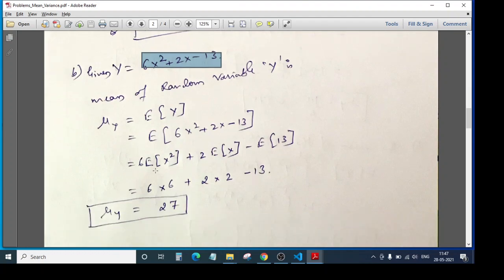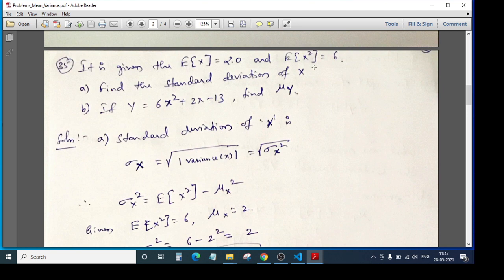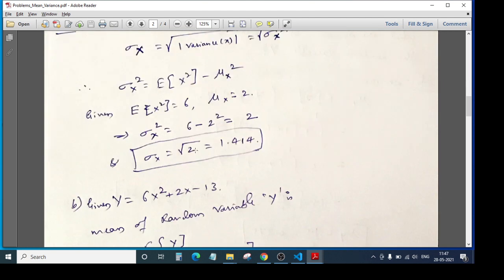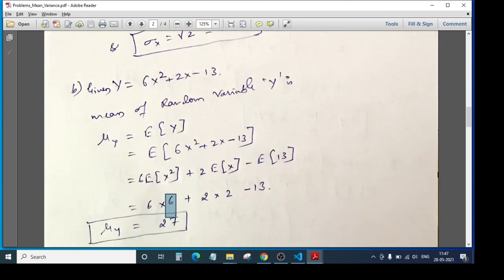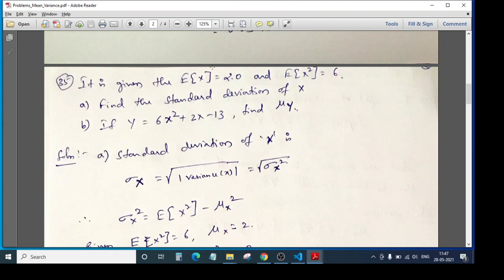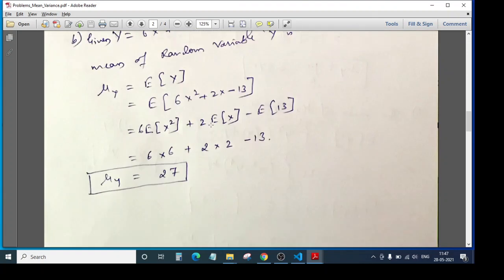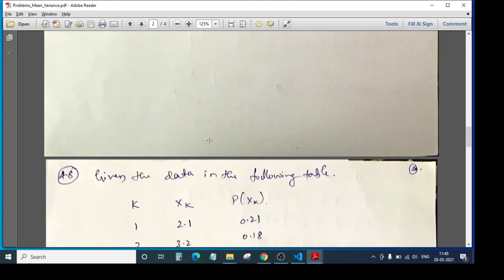Expectation of x square we know already what it is. It is 6. Substitute that value. Expectation of x also we know. The expectation of x has also been given, you can see here it is 2. So substitute that value, which is 2, minus the expectation of a constant, which would be the constant itself. So once you simplify it, the answer you will get is 27. Okay, so this is done.